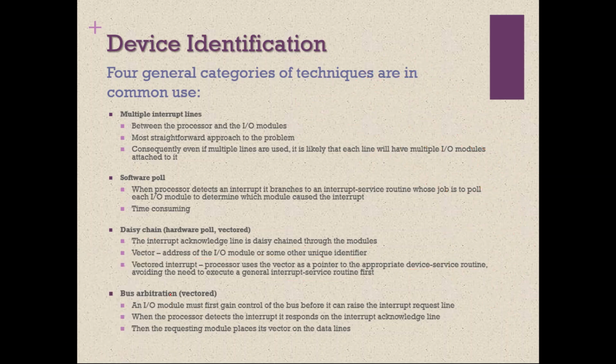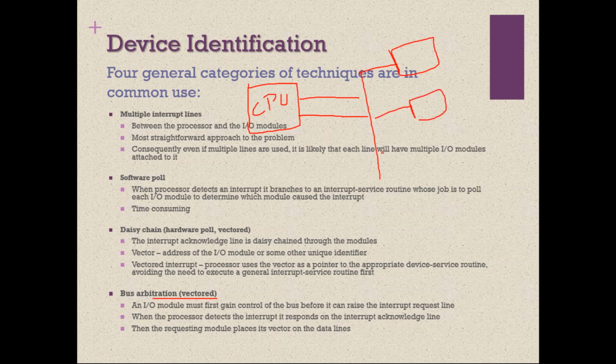The third technique is bus arbitration. It's actually a very simple technique. The CPU is connected to different IO modules through a common bus. Through this bus they have to send the interrupt signal. There are many IO modules, IO module 1, 2, 3, 4, 5, 6, and to each IO module we have multiple IO devices.